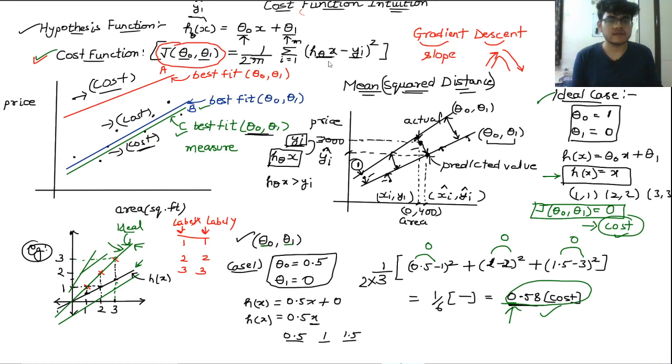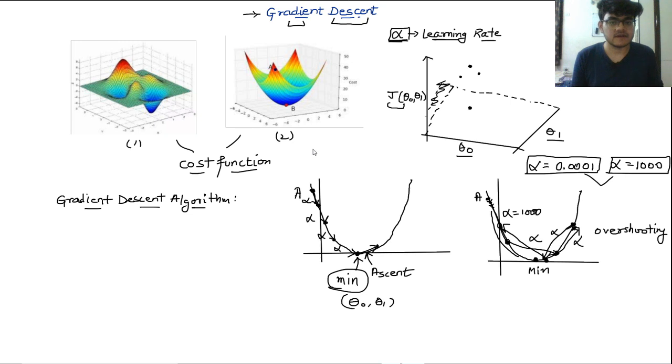So that's all the idea behind cost function and gradient descent. We will see the gradient descent algorithm in the next tutorial. So that's all for this tutorial.